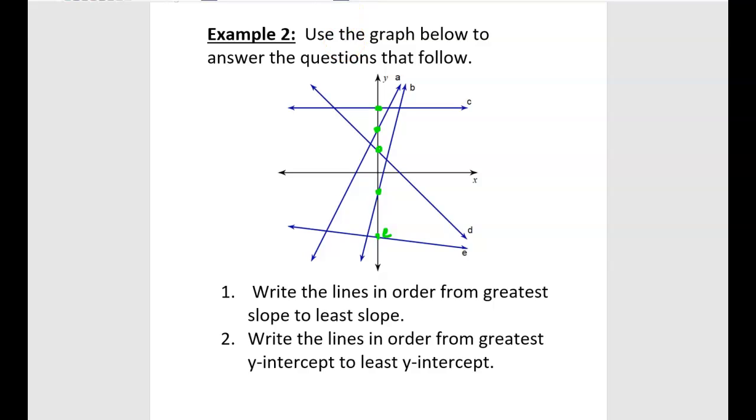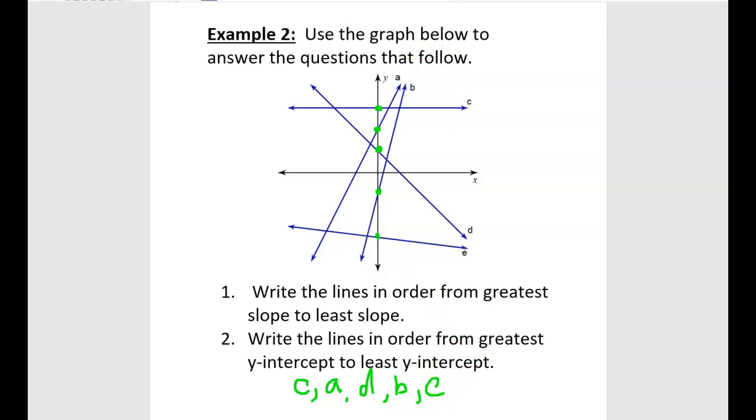But when it comes to y-intercepts, the higher up the point is, the greater it is. So in this case, the line that has the biggest y-intercept would be C, because C is the one that touches the y-axis at the highest point. So C would be the greatest y-intercept. A would come after that. D would come next, because this third y-intercept from the top is on the line D, followed by B, and finally at the end by E.